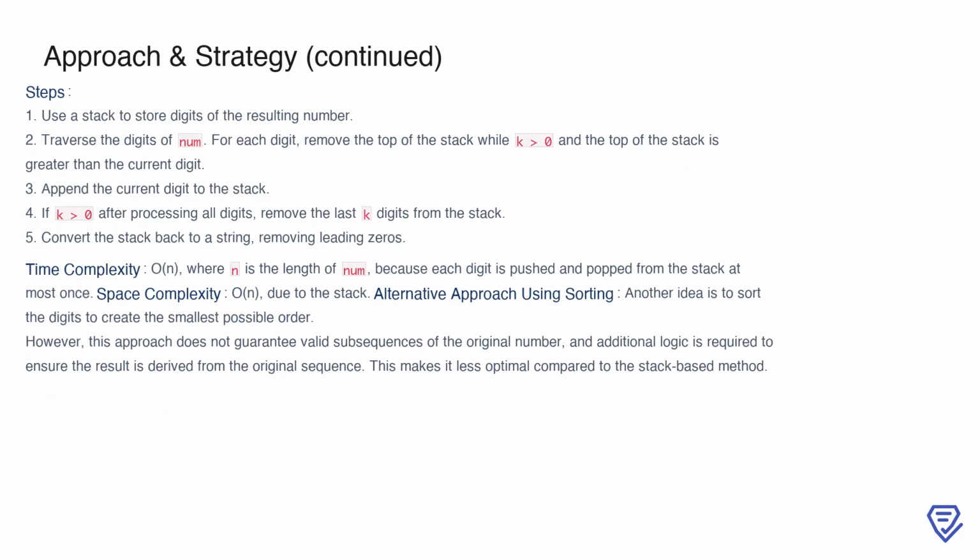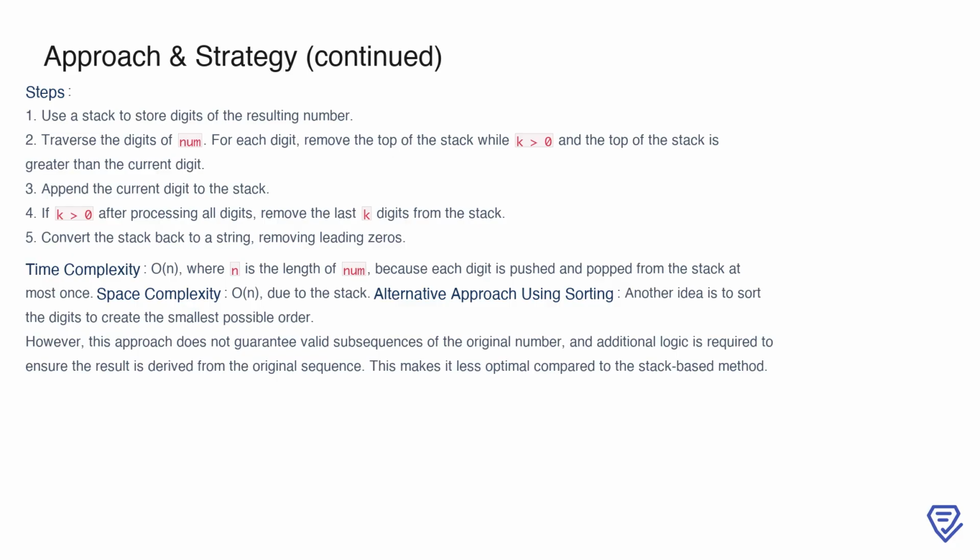This strategy can be broken down into clear steps. First, we use a stack to store the digits of the resulting number. As we traverse the digits of the input number, we compare each digit with the top of the stack. If the current digit is smaller than the top of the stack and we still have digits left to remove, we pop the top of the stack and decrement k.